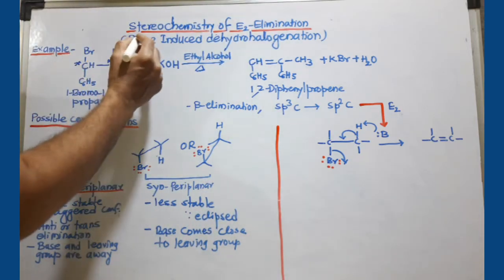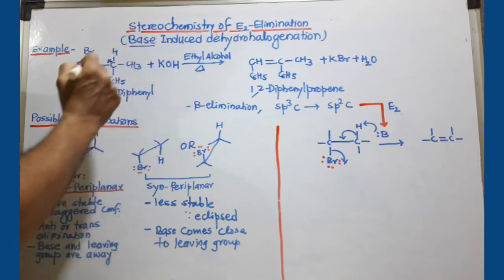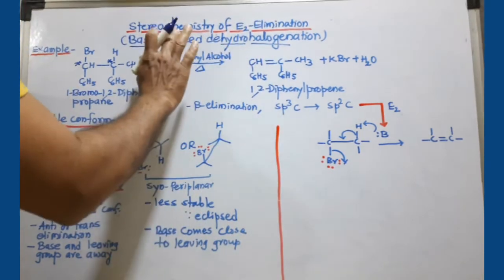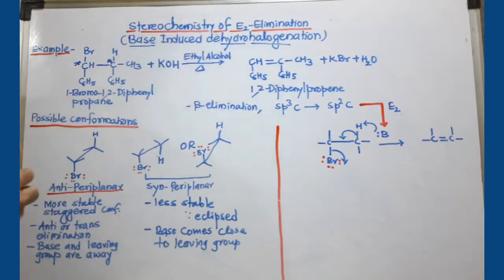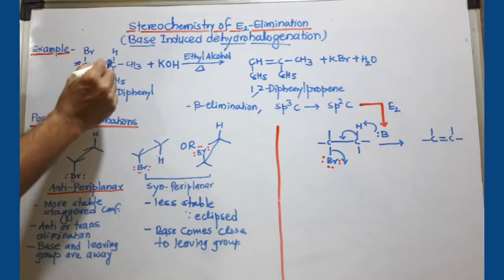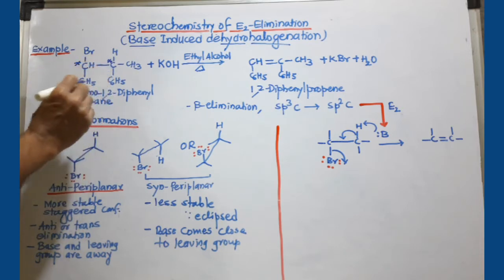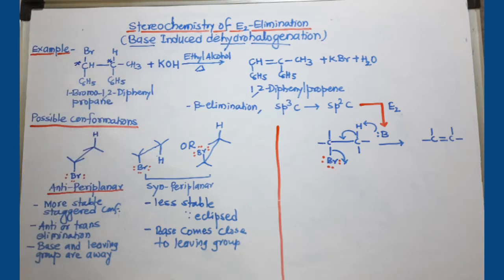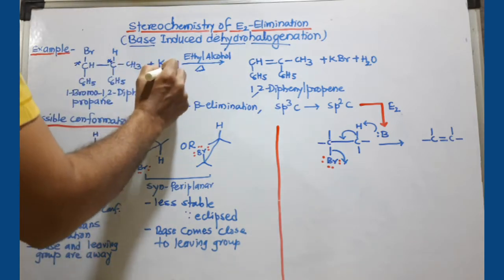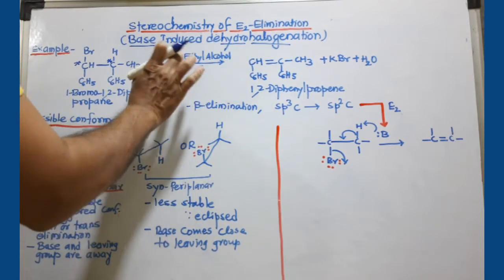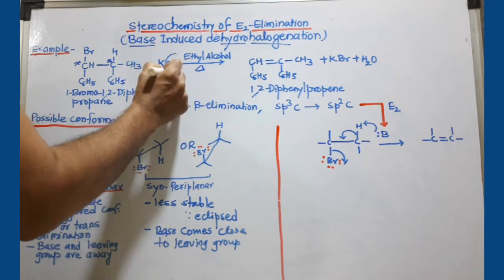So what is base-induced? Base is actually used to remove hydrogen and halogen from the substrate in this elimination reaction. For this purpose, we have selected one example where two chiral carbons are present. I have shown those chiral carbons by using an asterisk. That means this compound is optically active. And I am using a base here, potassium hydroxide in ethyl alcohol. So this hydroxyl group is a base.